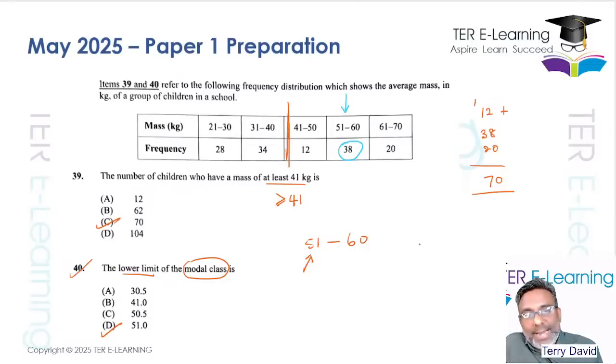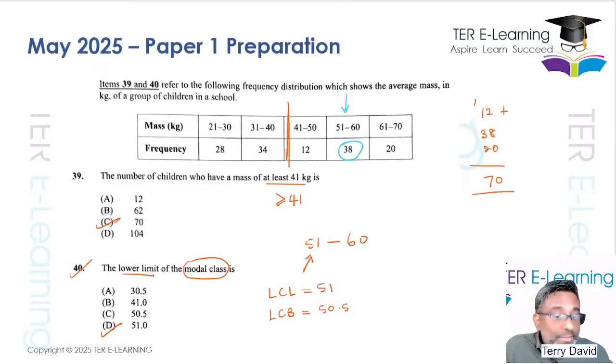If the question had asked us for the lower class boundary, then the answer would be 50.5, right? If they had asked for the lower class boundary, it would have been 50.5. But they asked us for the lower class limit, which in this case is 51. So be careful with the wording. I can see them changing the wording on you in the exam. So be aware of what these things mean.